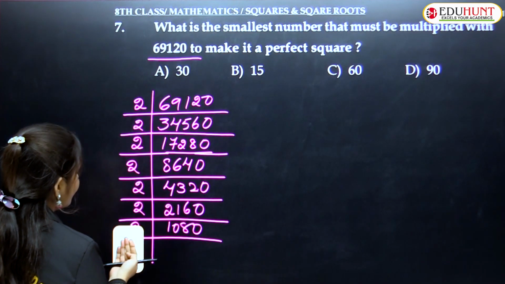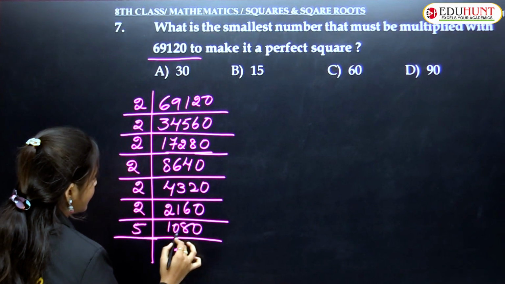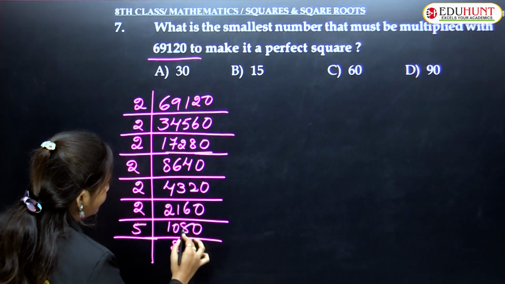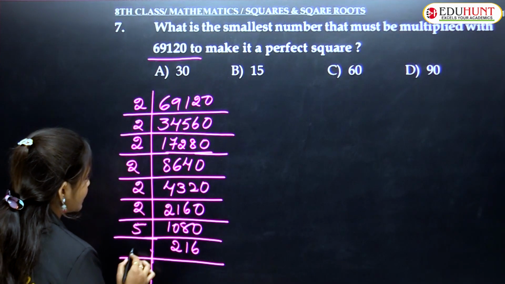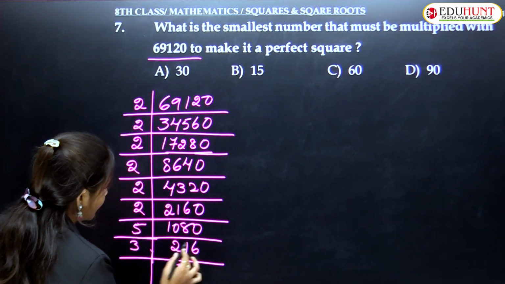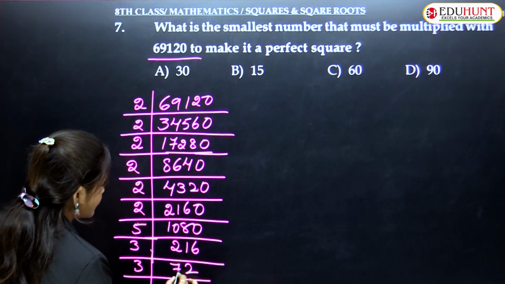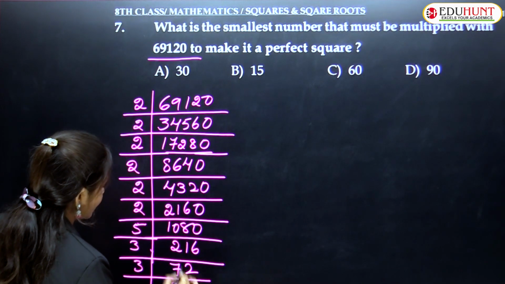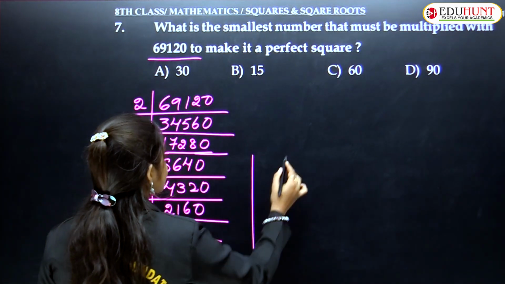Next again, you can divide by 5 also. 5 2s are 10, 5 1s are 5, and 5 6s are 30. Okay, next, by 3. 3 7s are 21, and 3 2s are 6. Next, 3 2s are 6, and 3 4s are 12. Okay, 24. The continuation is still there. See here.